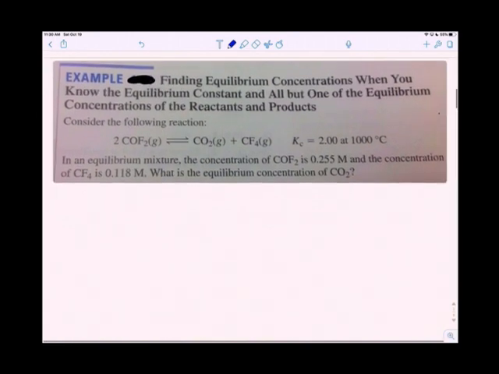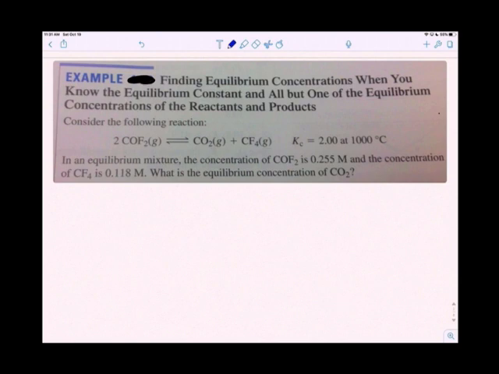What we're doing next is different examples, trying to get you to start thinking about how the equilibrium works, what types of problems you can come across, and what you need to calculate. So consider this reaction: 2 COF2 in equilibrium with carbon dioxide and carbon tetrafluoride. Kc is 2. In an equilibrium mixture, the concentration of COF2 is 0.255 molar, and the concentration of carbon tetrafluoride is 0.118 molar. What is the equilibrium concentration of carbon dioxide?